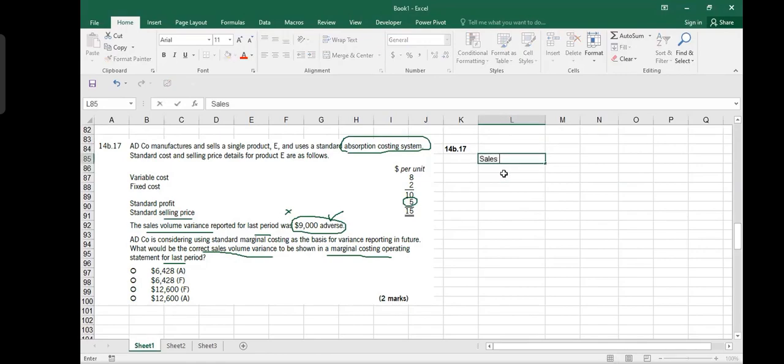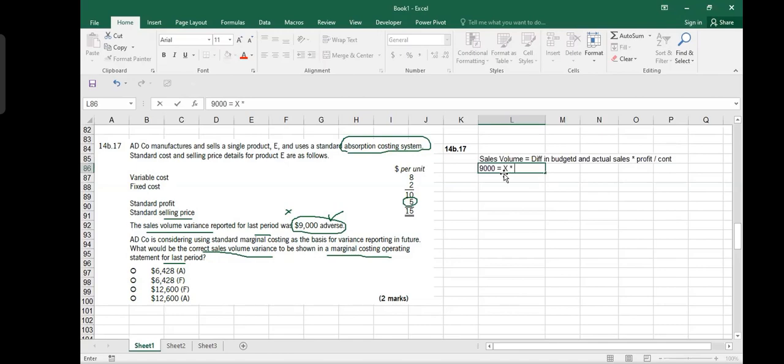We know that our sales volume variance will be equal to the difference in budgeted and actual sales multiplied by profit or contribution, one of these, depending on what you are doing. Now I know that my sales volume variance is 9,000. This they have given us in the question. And the difference in budgeted and actual sales we do not know. Let's suppose it is X.